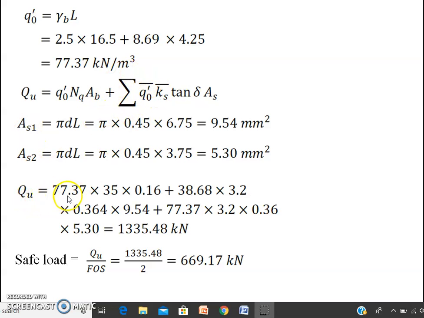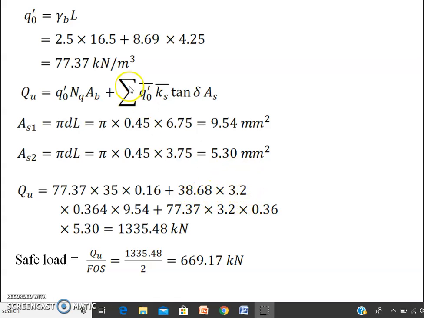So QU equals 77.37, that is Q naught dash, multiplied by 35, this is the NQ value given to us, multiplied by 0.16, this is the area under bearing we have calculated, plus Q naught dash bar, it's simply half of the Q naught dash. So if I take half of this 77.37, why? Because at top it is 0 and linearly distributed at the level of 6.75, it will be 77.37.